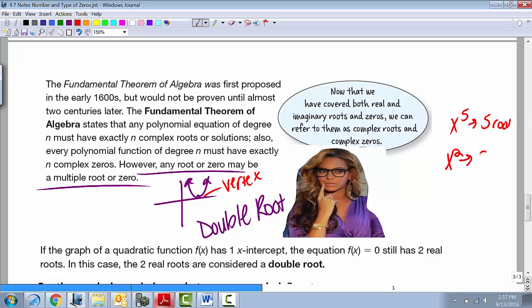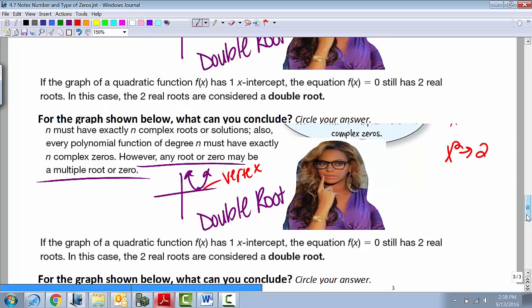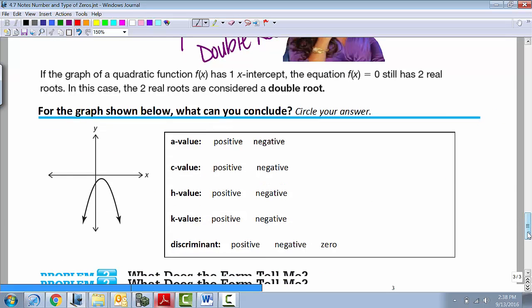If x, 2. But look, we only have 1. Well, that's why we call it a double root, because really there are 2, but it's just the same one. Okay? Just a little bit of background, something you don't have to memorize, but good to know in the back of your head. All right, this is what you did for the bell ringer, and I wanted to take a second and make sure that you really understood this.